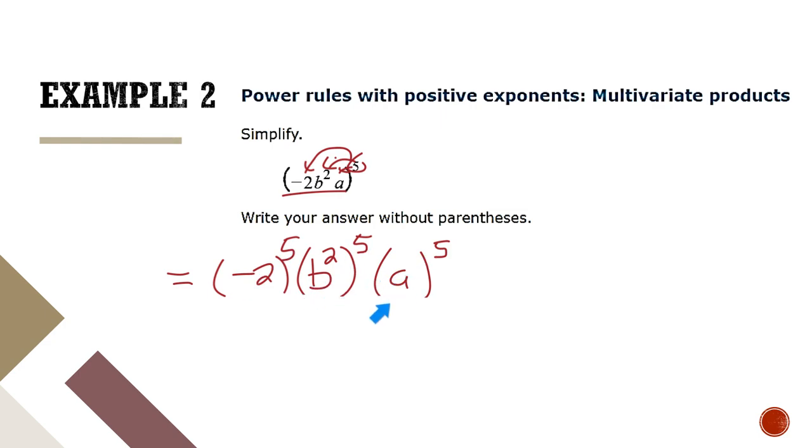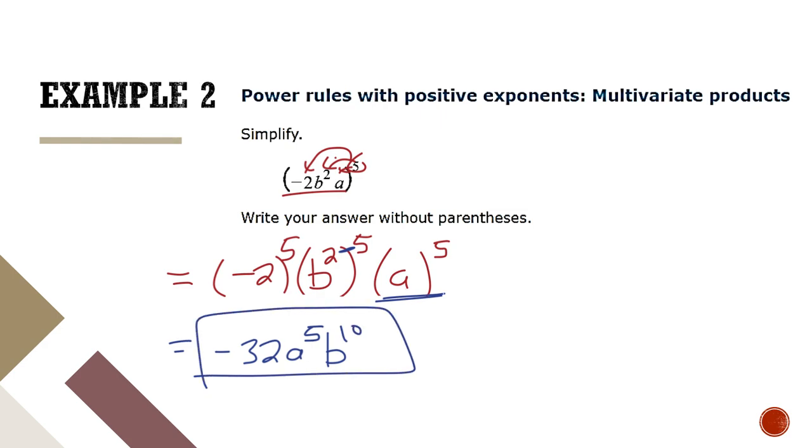And I like to put things alphabetically, so I'm going to switch a and b around eventually in my final answer. So if I think about this right here, -2 times -2 times -2, so 2 times 2 is 4, then times 2 again is 8, then 16, 32. This ends up being equal to -32. We like the number first, the coefficient. We have a to the 5th. I'm going to start with a's. And then remember those would multiply, 2 times 5, which is to the 10th power, so b to the 10th. So this would be my final answer here.